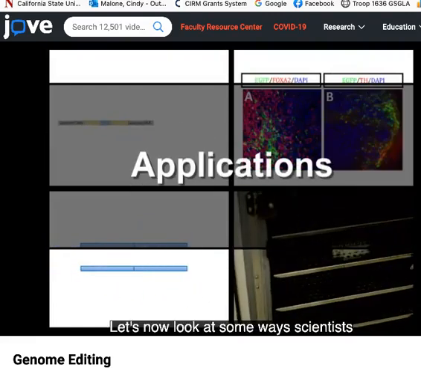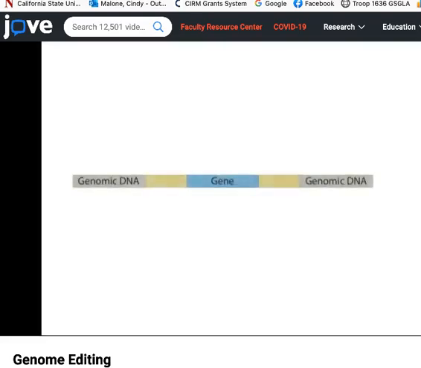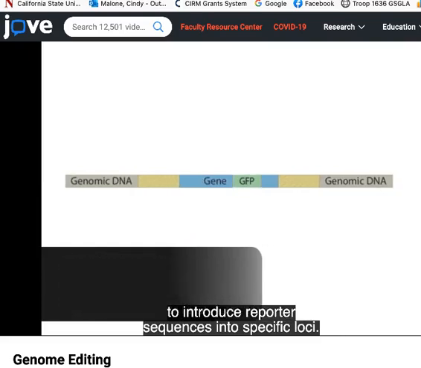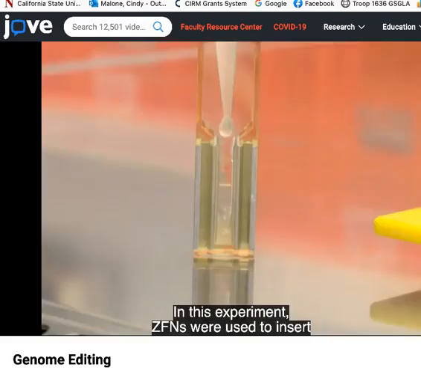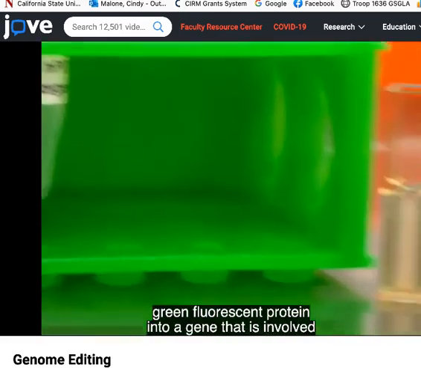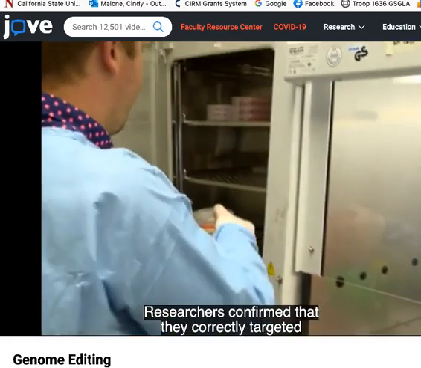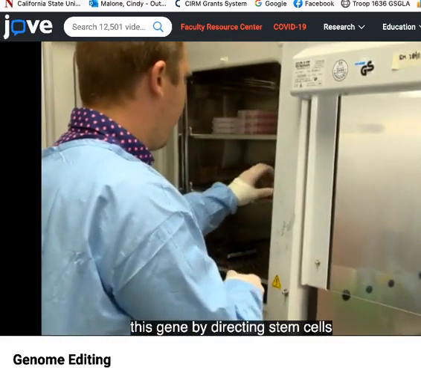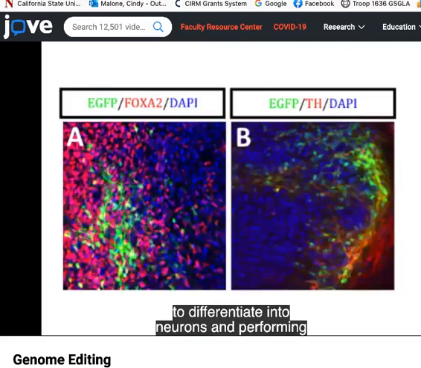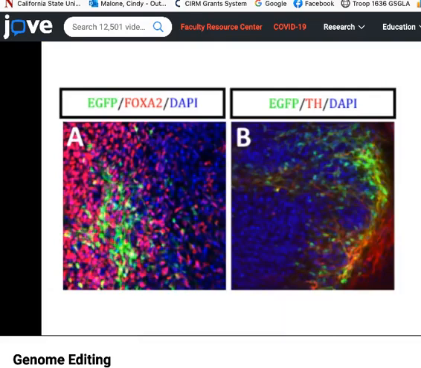Let's now look at some ways scientists are using genome editing techniques. Many researchers use genome editing to introduce reporter sequences into specific loci. In this experiment, ZFNs were used to insert green fluorescent protein into a gene that is involved in neuron development and survival. Researchers confirmed that they correctly targeted this gene by directing stem cells to differentiate into neurons and performing double immunofluorescence for GFP and neuronal markers.